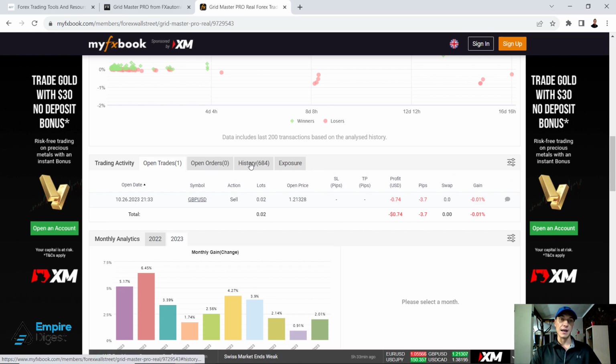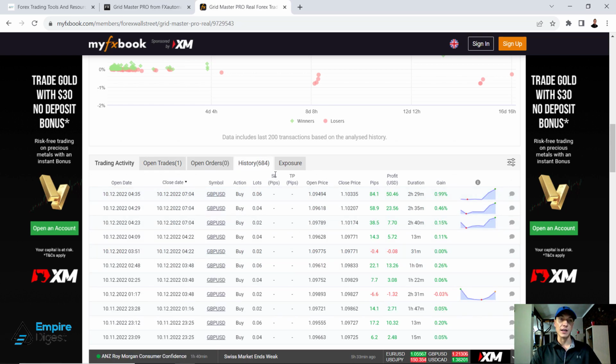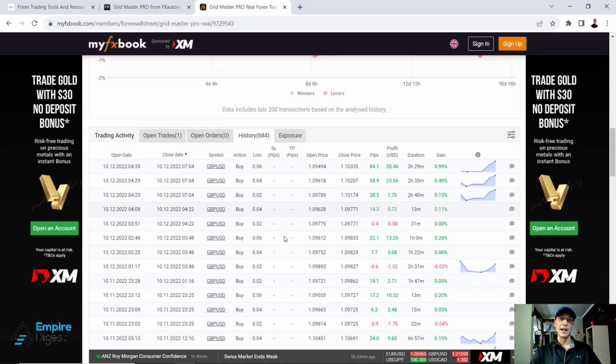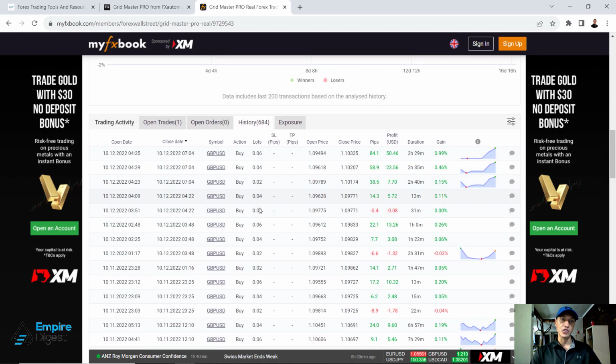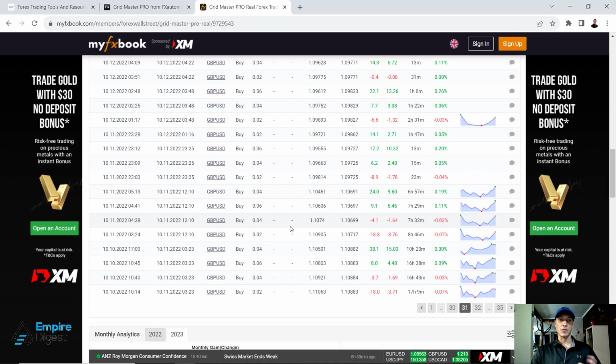Open orders, nothing, and then you can have a look at every single trade, the history of the trade, and how the lot size changes. 0.04, 0.02, 0.02 micro lots. So they've got a bit of a money management system going there.